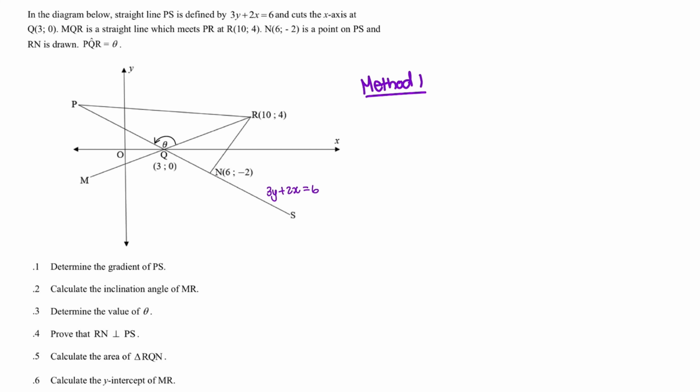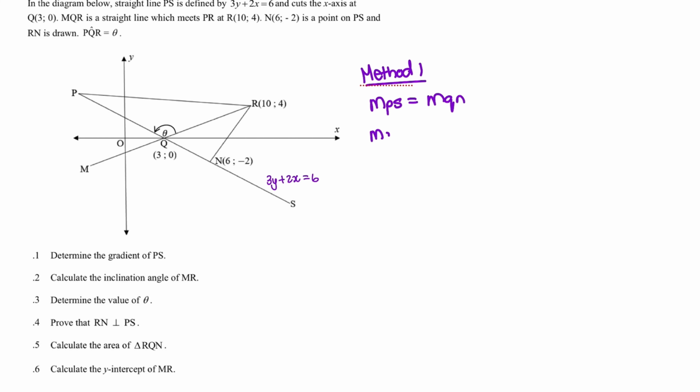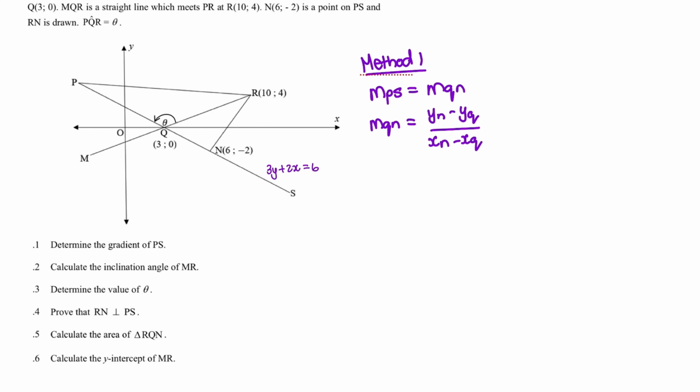So the first method, we would say that the gradient of PS is equal to the gradient of QN, because those are collinear points. And for the gradient formula, we would say it's the y of N minus the y of Q over the x of N minus the x of Q. So remember that when you use the gradient formula, we have the difference of y's in the numerator and the difference of x's in the denominator. Also, if I put N first in y's, it needs to be first in the x's as well. So the order in which you substitute also matters.